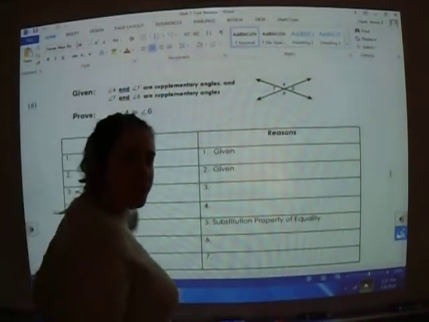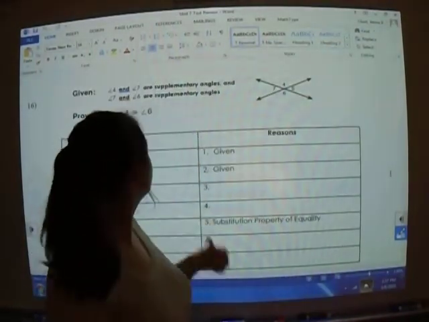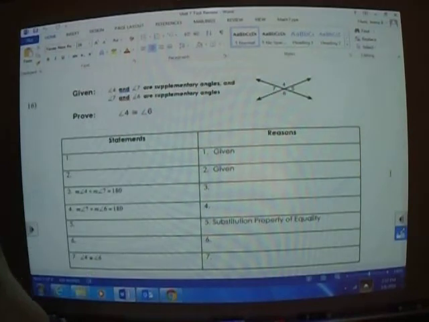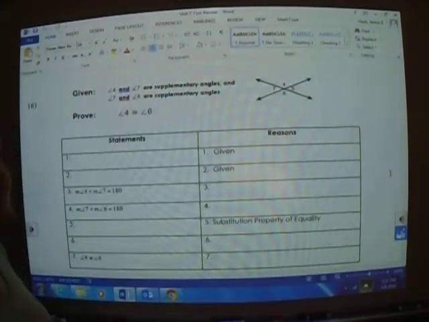Hey guys, this is part 2 of your Unit 7 test review. So we're going to start with number 16. Sorry there's no 14 or 15. There was, but formatting got messed up.